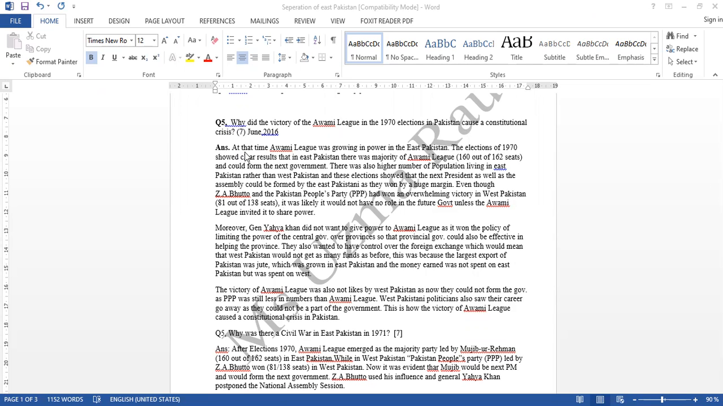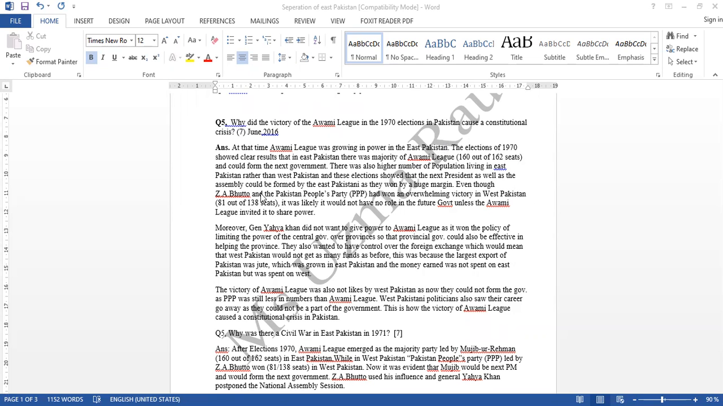Answer is given here. At that time, Awami League was growing in power in East Pakistan. The elections of 1970 showed clear results that in East Pakistan there was majority of Awami League, and the number of seats you can see that 160 out of 162 seats, and could form the next government. There was also higher number of population living in East Pakistan rather than West Pakistan. And these elections showed that the next president as well as the assembly could be formed by the East Pakistanis, as they won by a huge margin.